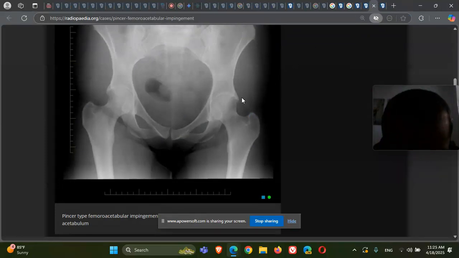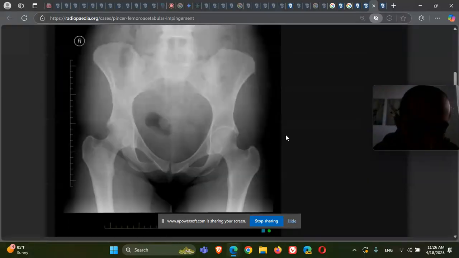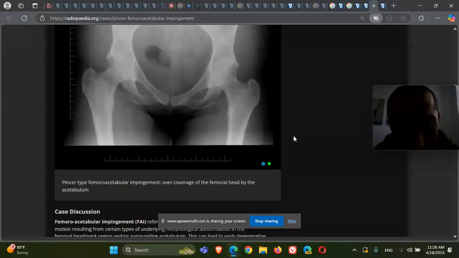What you can see in pincer is that they cross. The anterior acetabulum comes right over here and gets to this area, and the posterior acetabulum goes and crosses it. Quite hard to see, but this is the crossover sign.